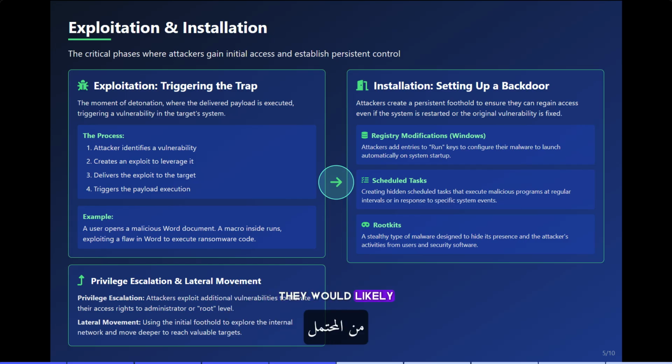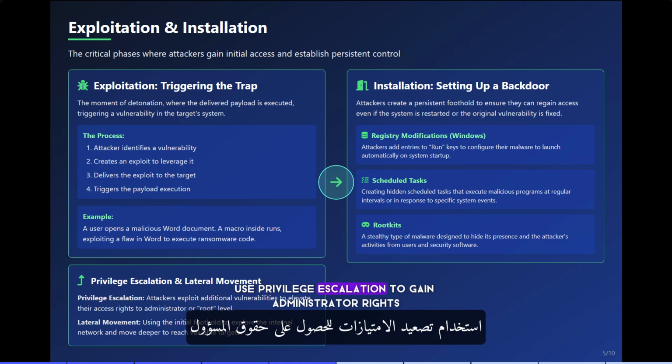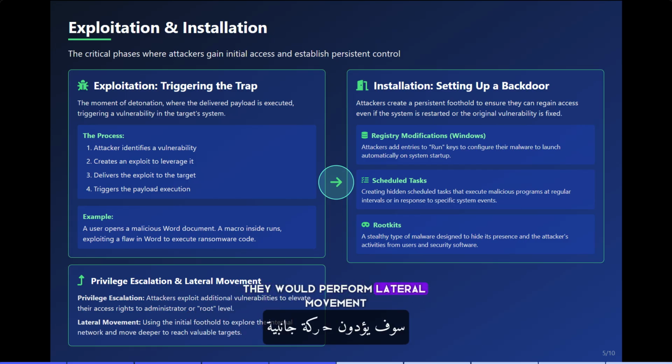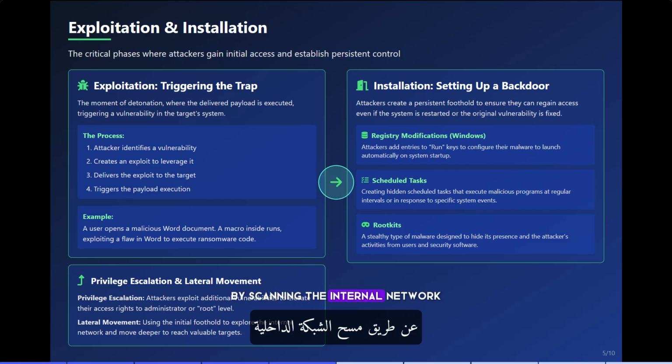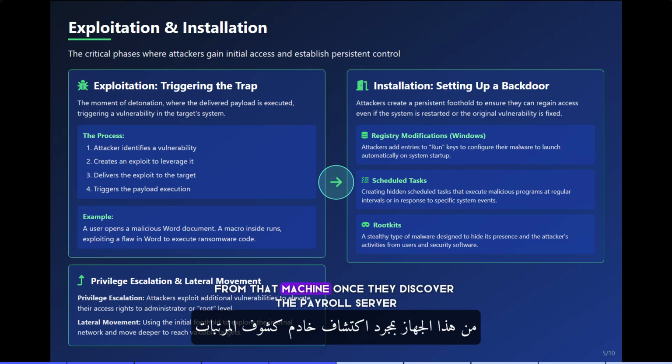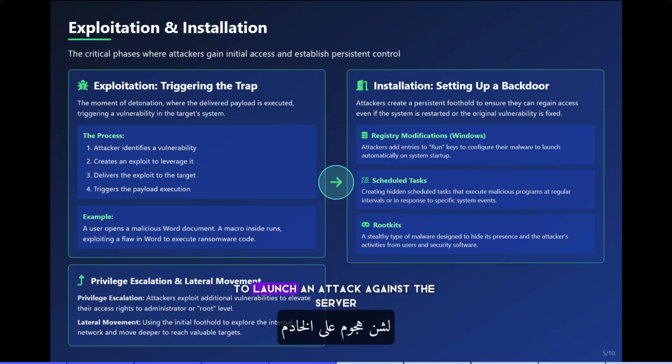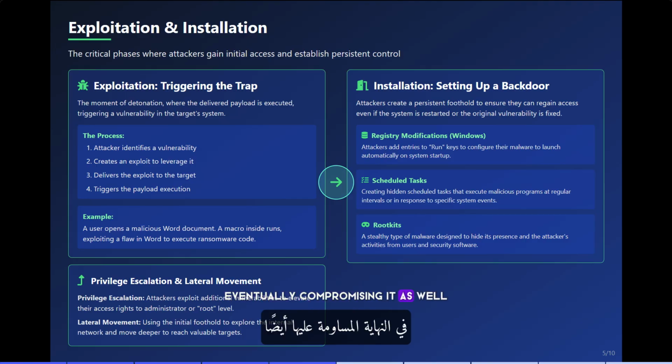First, they would likely use privilege escalation to gain administrator rights on the intern's laptop. From there, they would perform lateral movement by scanning the internal network from that machine. Once they discover the payroll server, they would use their foothold on the intern's laptop to launch an attack against the server, eventually compromising it as well.